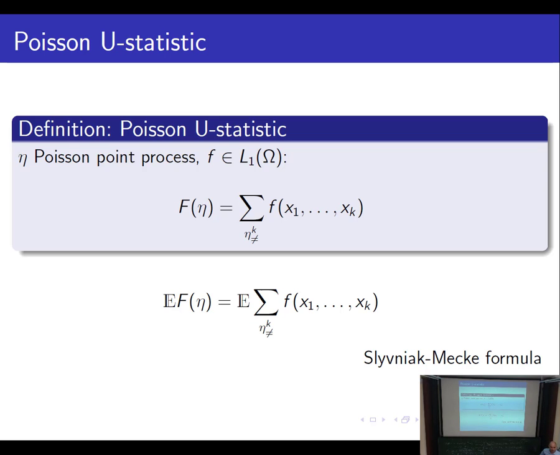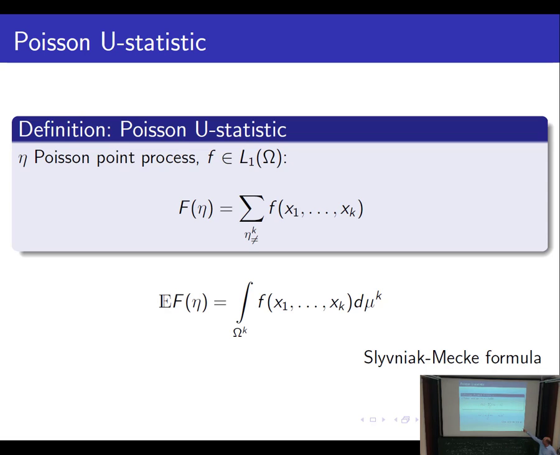Okay, first an answer to the question of convergence. You take the expectation of this thing. You want to know whether capital F, your U statistic, is in L1. So you have to take the expectation of this sum, which maybe is infinite. But then there's something very nice, the so-called Slivnyak-Mecke formula, which tells you that the expectation of such a U statistic, the expectation of the sum, is just an integral. So you can replace the expectation of a sum by an integral. You have to integrate the kernel with respect to the intensity measure of the Poisson point process. And this tells you that if this integral is finite, then your capital F is in L1, and otherwise not.